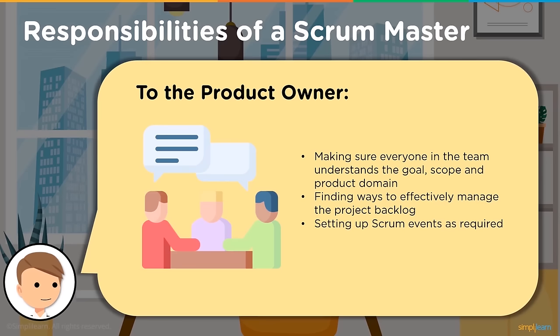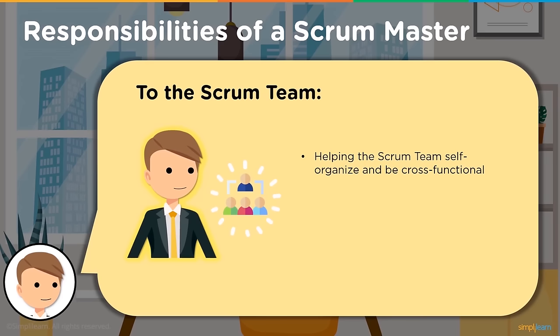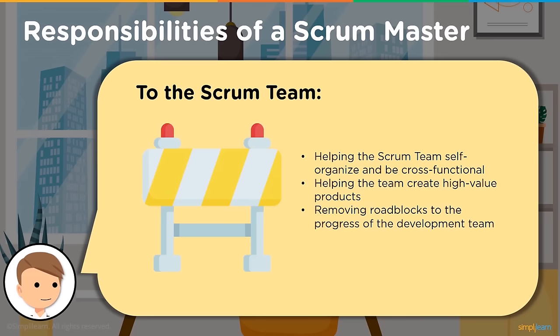Now, let's have a look at how a Scrum Master is responsible to the Scrum team. To develop the team to self-organize and to enable cross-functionality within teams. To help the team create products of high value. To remove roadblocks that the team may encounter. The Scrum Master needs to facilitate Scrum events as they are required.